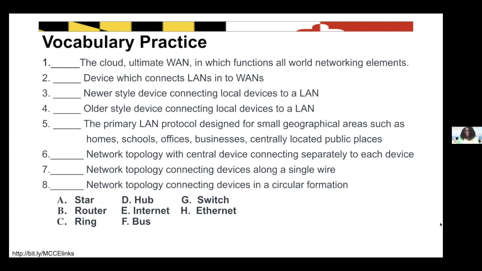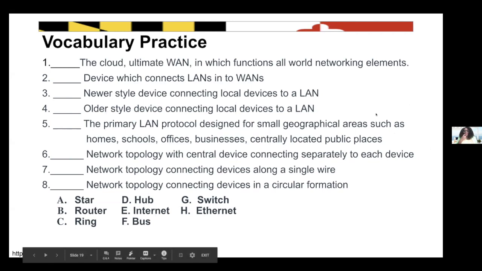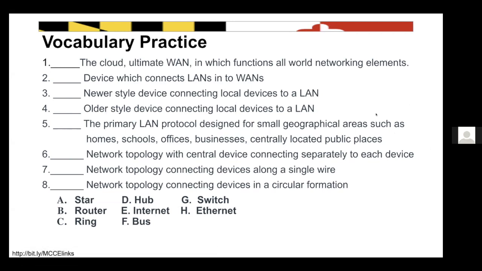All right, so what do we have there? Let's see. Thomas, do the first four. Go ahead and give us the answers to the first four. I see you've posted. Okay, number one is E. Yeah, you're correct. I was thinking you were going to read them, because we are kind of reviewing before we move on. The cloud, ultimate WAN, in which functions all world networking elements. And so I said E. Yes, that would be the internet. Just the first four, right? Yes.